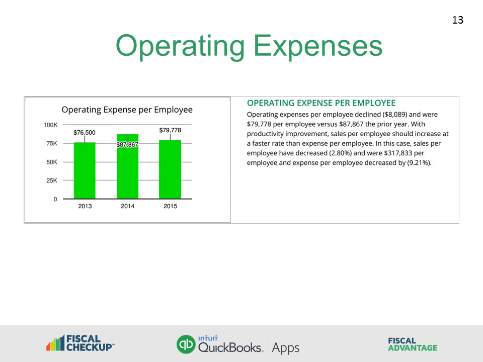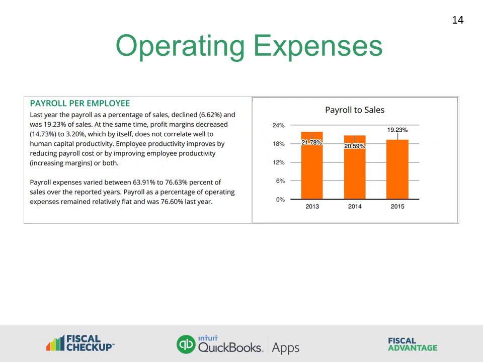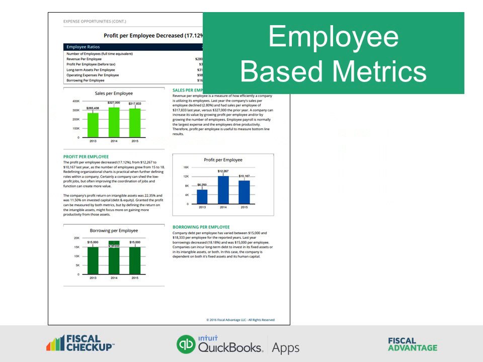As a company grows, their operating expenses per employee should trend down. This can be a very insightful graph, especially for those companies that don't have cost of goods sold. Although payroll is generally part of operating expenses, the payroll as a percentage of sales is an important metric for most companies. This is also an important productivity measurement.